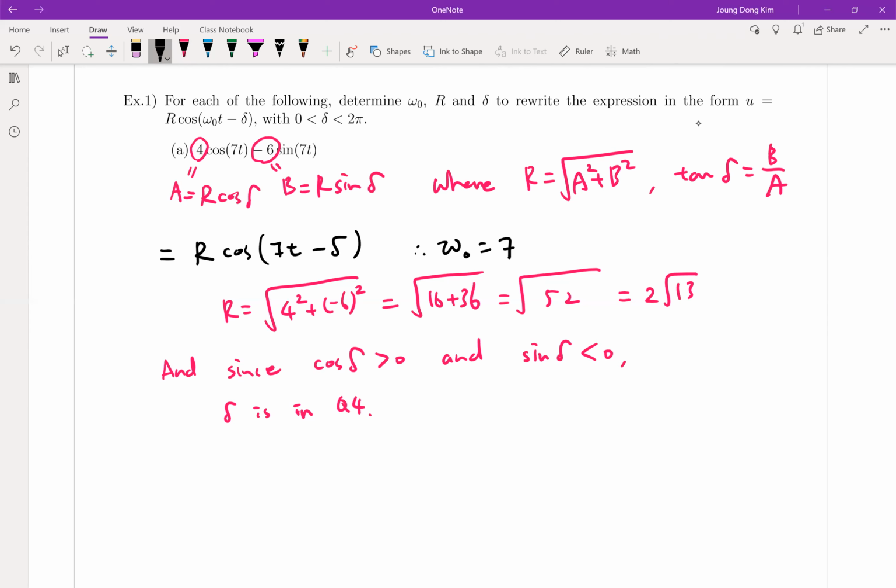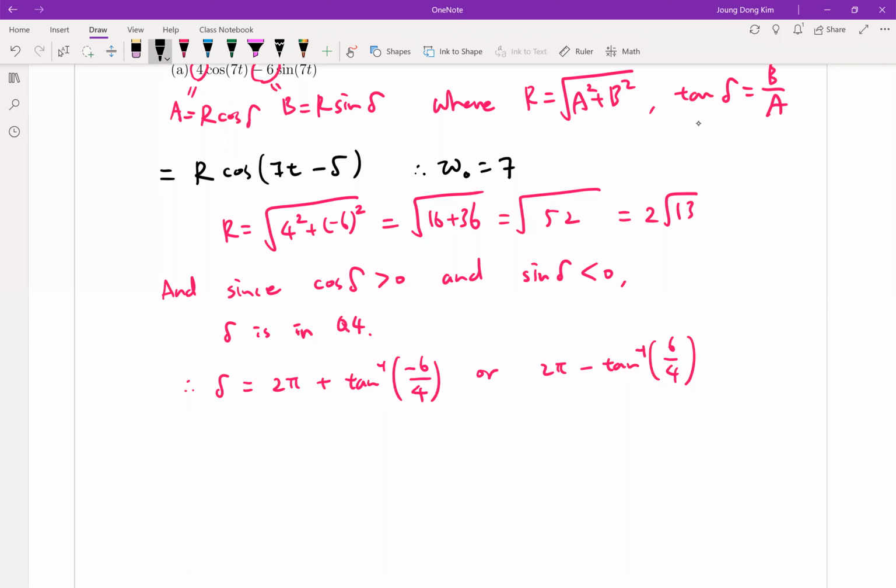So your delta must be equal to 2 pi plus tangent inverse of -6 over 4. Or if you want to take care of the sign by yourself, you can do it this way as well. And that's it. Then we found both delta and R, so now we can answer all the questions of this problem.